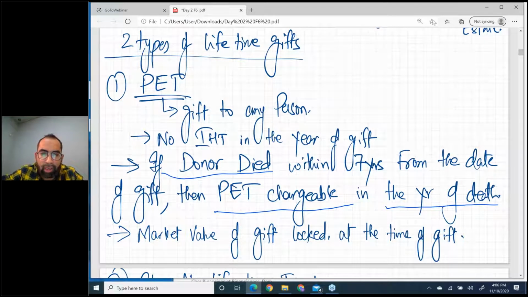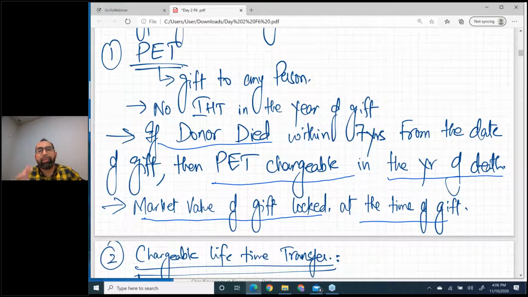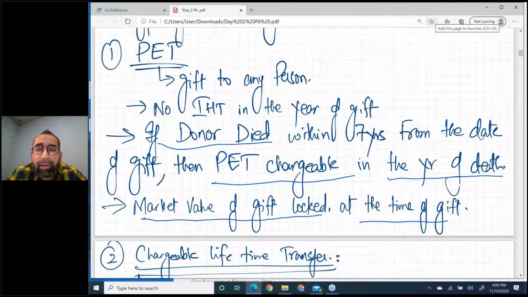Now, one very important concept: market value of gift. The market value of the gift is locked at the time of gift. For example, I have given a property to my son in 15-16, and at the time of giving this gift, the market value of the property is $100,000. Let us say I died after 2 years, so within 7 years I died. So this PET will be chargeable.